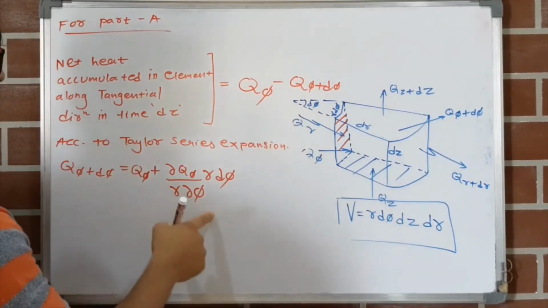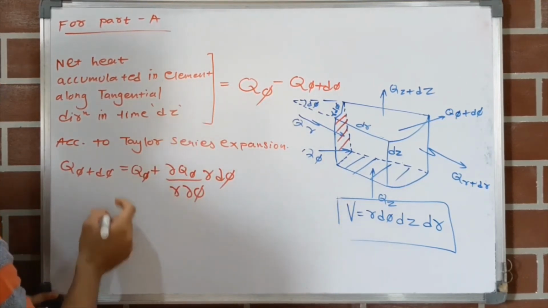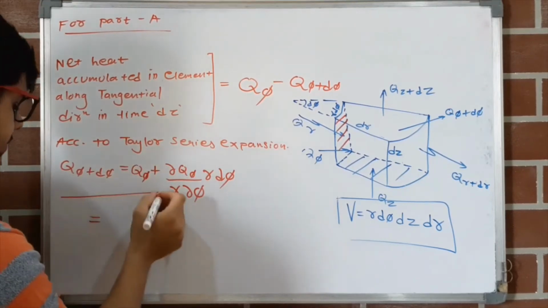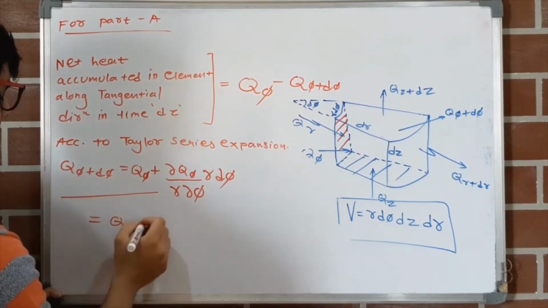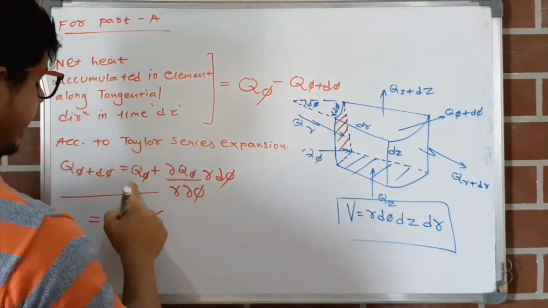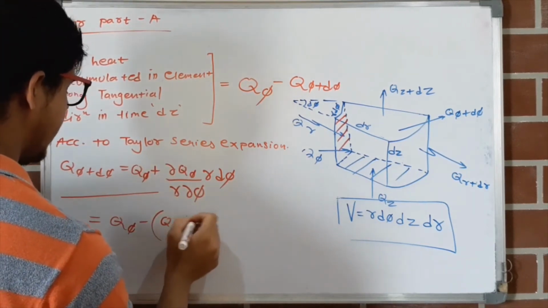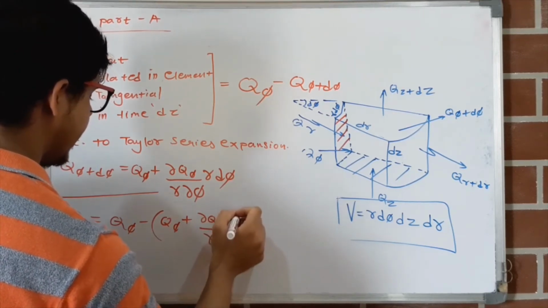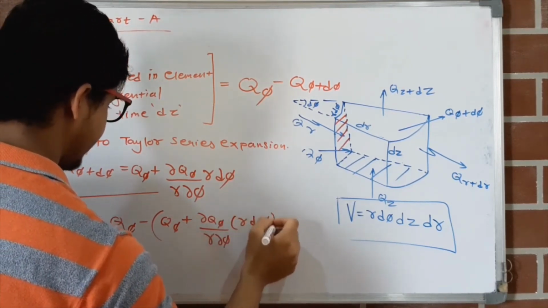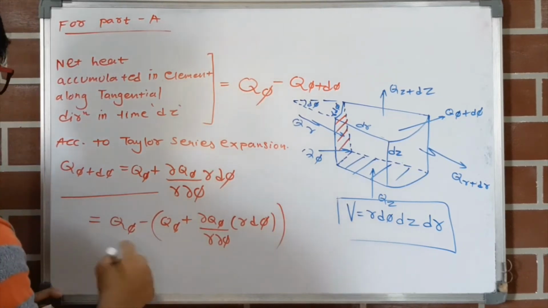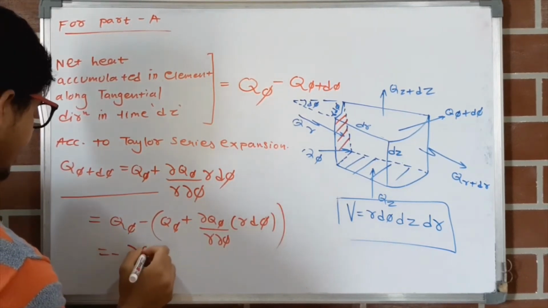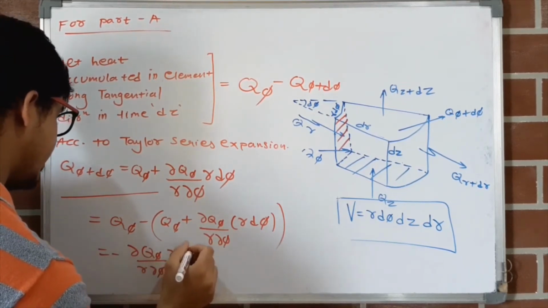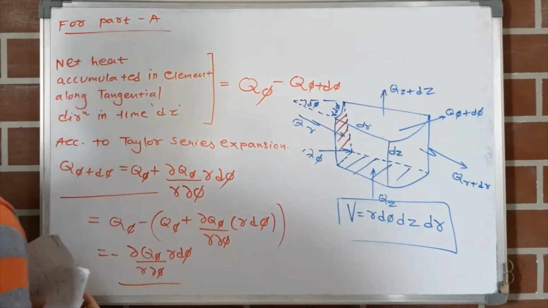So when we substitute the whole term in above, we will get net heat accumulated in element along tangential direction in time d tau, which is equal to q phi minus q phi plus d phi. So q phi plus del q phi by r into del phi into r into d phi. Okay, so if we open this bracket, then we will get minus of del q phi by r into del phi into R into d phi. Okay, so this we will get.